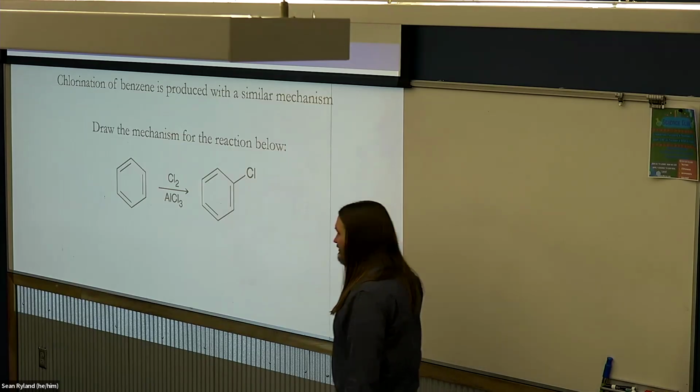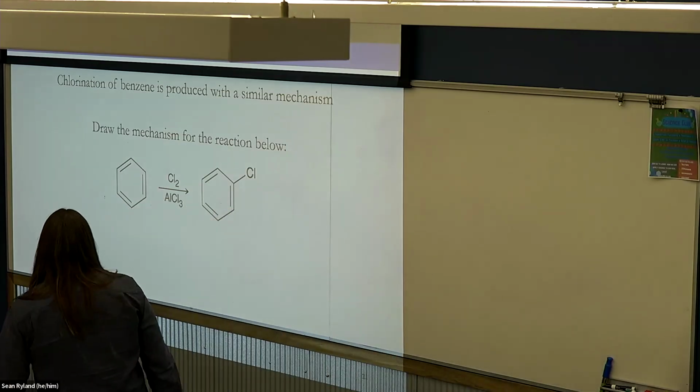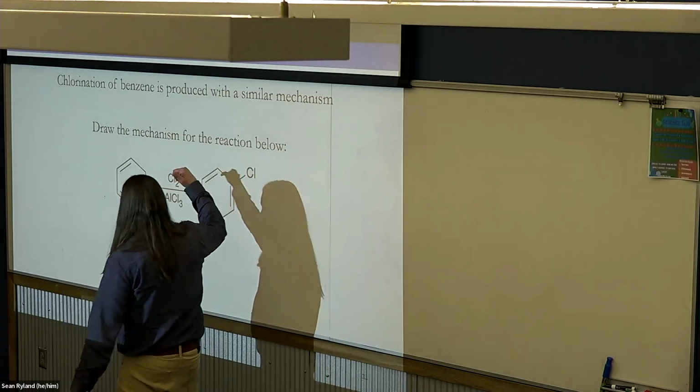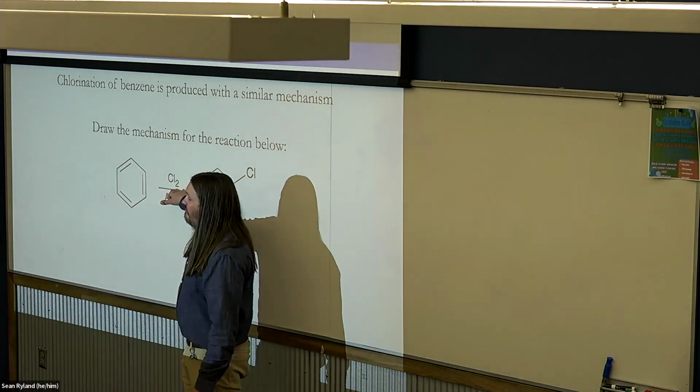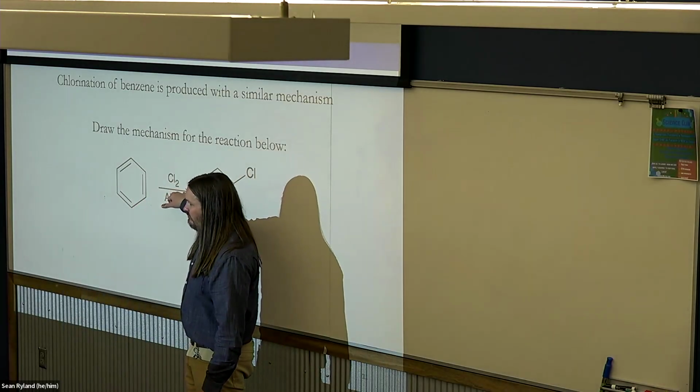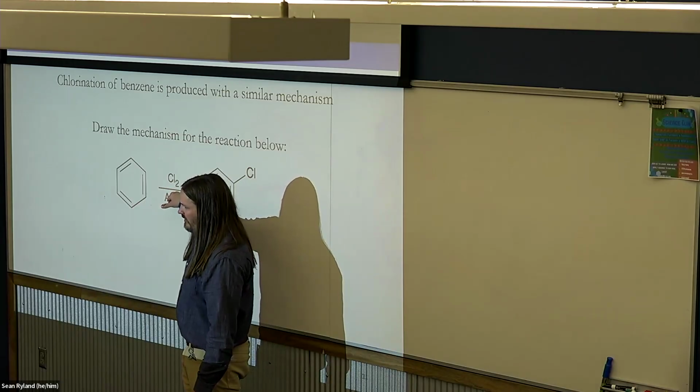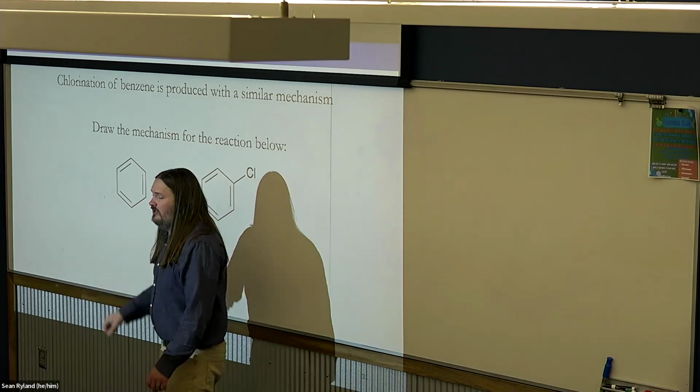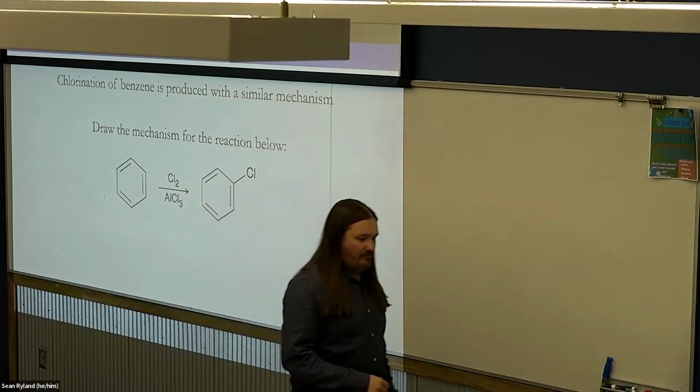Should we do practice? Yeah. Like I mentioned, identical mechanism, except instead of iron, it's aluminum. Instead of bromine, it's chlorine. So give this a go, and then I'll work through it, and then we'll take a break.